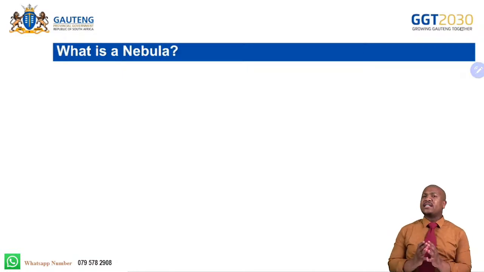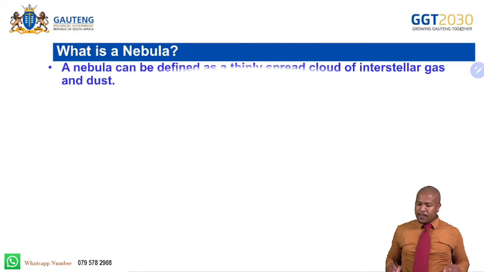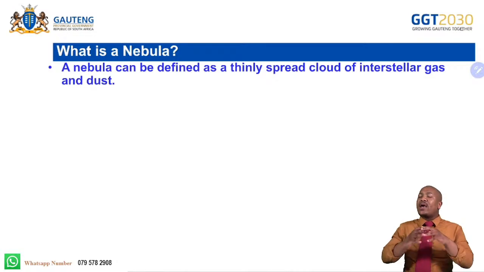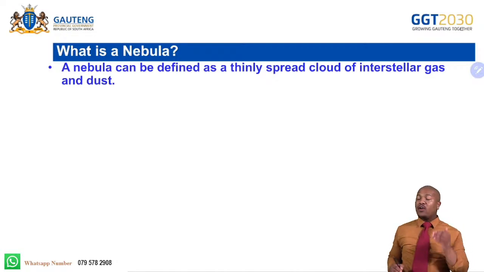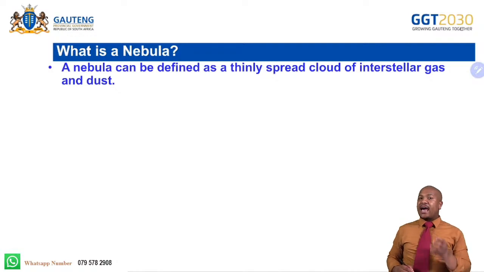Now, what is a nebula in this case? How can we define nebula? We define nebula as a thinly spread cloud of interstellar gas and dust. So it is that collection of gas particles and also dust in the universe, and we call it a nebula. This is where stars are born or formed. They are born from a nebula, which is that thinly spread cloud of a collection of gas particles and dust.